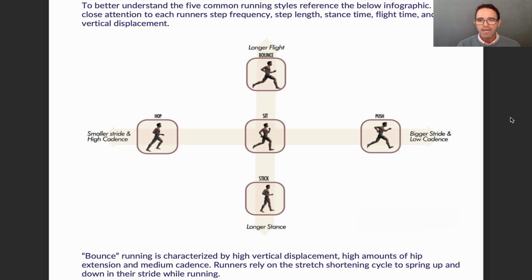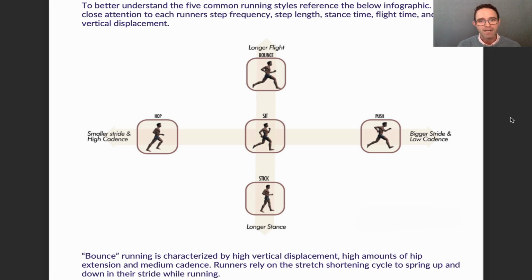This is going to be a lower cadence, longer strides, but they're also going to have a forward lean while they run as well. Hop is going to be on the other end of the spectrum. You're going to have a higher cadence, smaller strides. However, you're also going to have a moderate amount of flight or a moderate amount of contact with the ground.